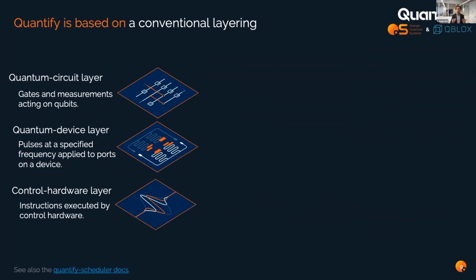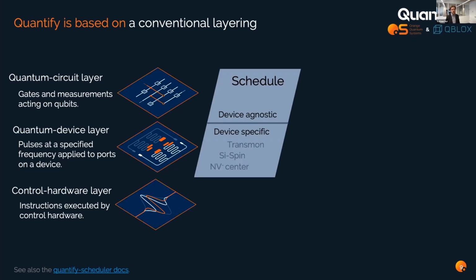So when we quantify, we use a very standard conventional layering structure. On the top, we have the quantum circuits, gates, measurements acting on qubits. Below that, the quantum device layer, we're applying pulses and acquisition protocols, how we interpret the signals, to locations known as ports and frequencies specified by a certain clock. And this gets then compiled into instructions that act on the hardware.